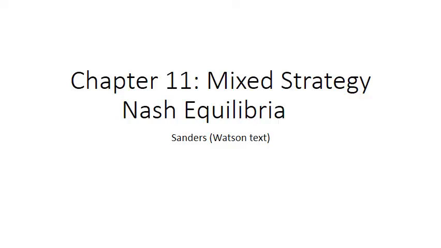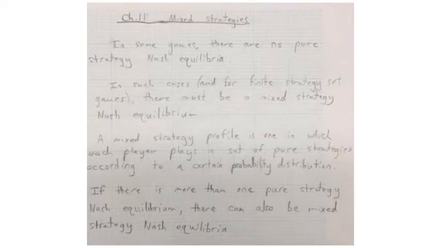In Chapter 11, we discuss mixed strategy Nash equilibria. This follows Watson's text, Strategy: An Introduction to Game Theory. In some games, there are no pure strategy Nash equilibria, and in such cases, if we have a finite strategy set for players, there must be a mixed strategy Nash equilibrium. So if we have a finite set of strategies for each player, and there are no pure strategy Nash equilibria, then John Nash proved that there must be a Nash equilibrium in mixed strategies.